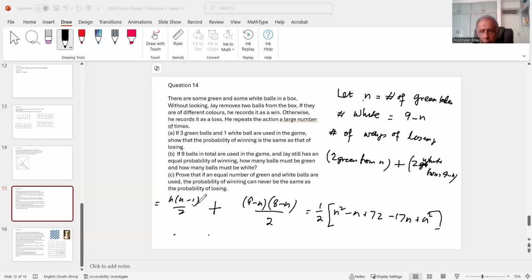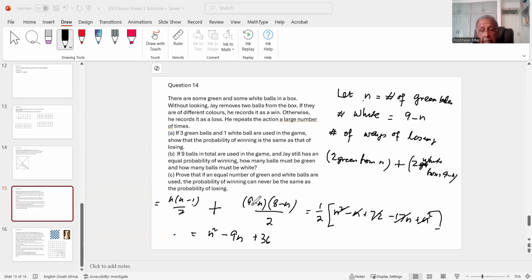When you take out the half, you get this. And then you've got n squared plus n squared, which is 2n squared, and half of that is n squared. I'm taking out the half straight away. And you've got minus 17n. Half of it, you get minus 9n. Minus 18 divided by 2, and 72 divided by 2 is 36.